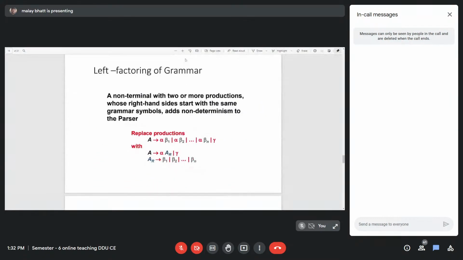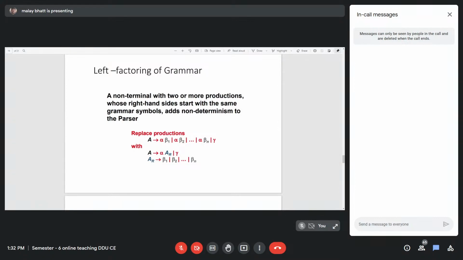So what is left factoring in the grammar? Let us understand first. A non-terminal with two or more productions whose right-hand sides start with the same grammar symbols adds non-determinism to the parser. As you can see here, a non-terminal A produces alpha beta 1, alpha beta 2, alpha beta n, and gamma. This is a general form of the context-free grammar.